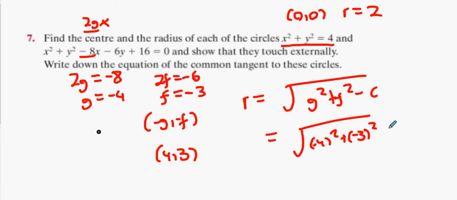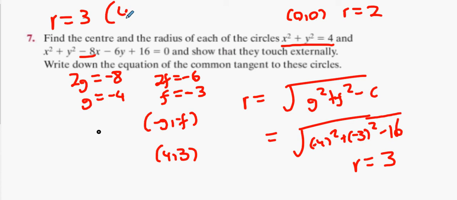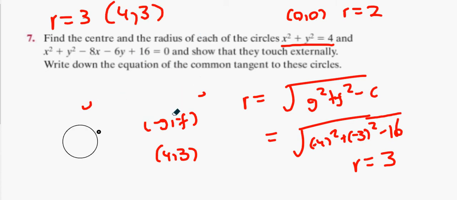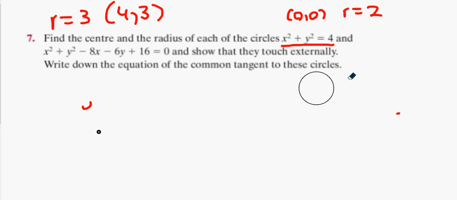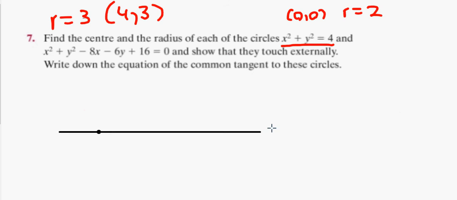C value of 16, isn't it? Radius is 3. Alright, we have all the information we need. Radius of 3, centre 4, 3. Alright, how do you prove that they touch externally again? Yeah, the distance between both of them.